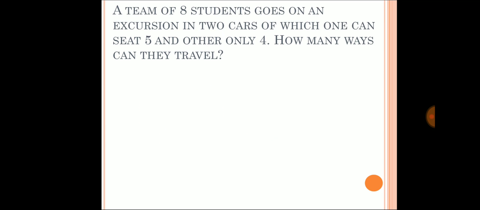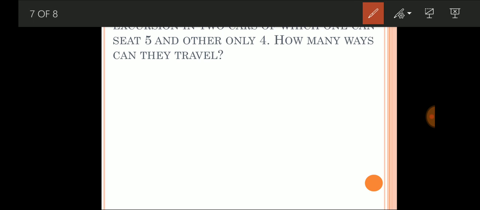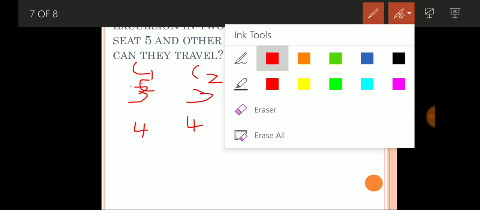A team of 8 students goes on an excursion in 2 cars, of which one can seat 5 and the other can seat only 4. How many ways can they travel? So this question says 8 students are taken, out of which 5 can be in one car and the other can occupy only 4. So if that is the case, there are two ways in which we can do it. Car 1 can have 5 people and car 2 can have 3 people, or else car 1 can have 4 people and car 2 can have 4 people. So there are two ways of doing this.